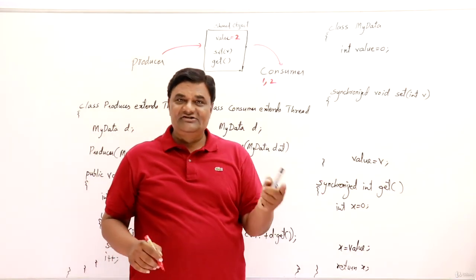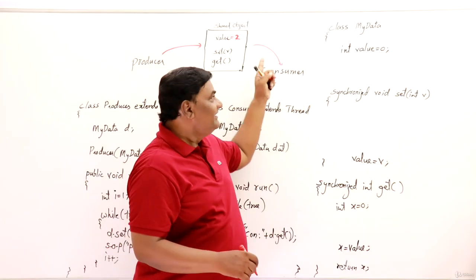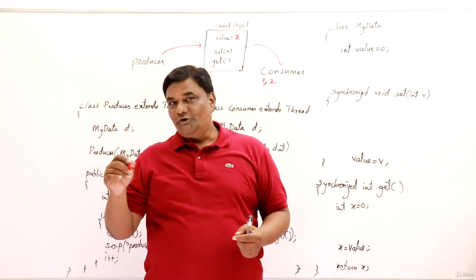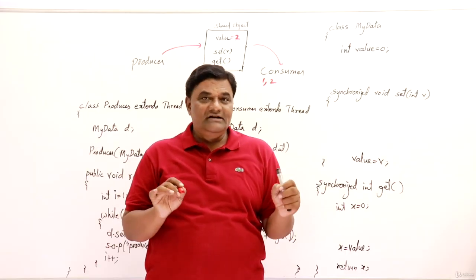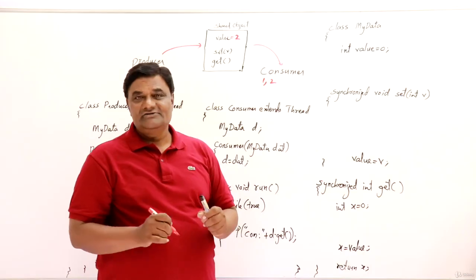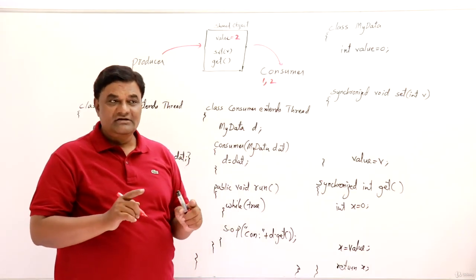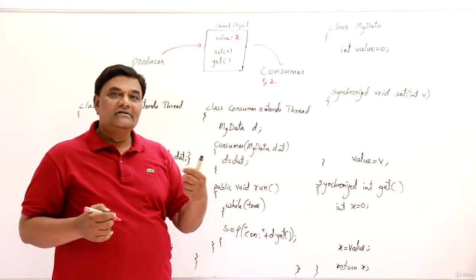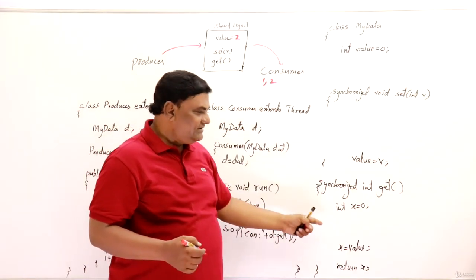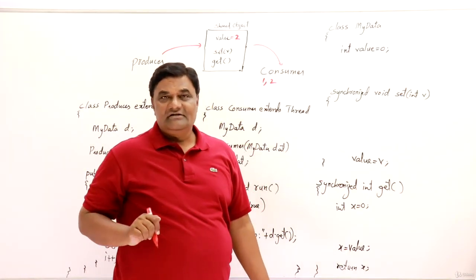So they will exchange their turn in accessing this shared object one by one, right? So producer, then consumer. It's not that producer is producing and producing, then consumer is consuming and consuming. So they should have synchronization. That will be done by inter-thread communication. So this example, if you see, is not having inter-thread communication.